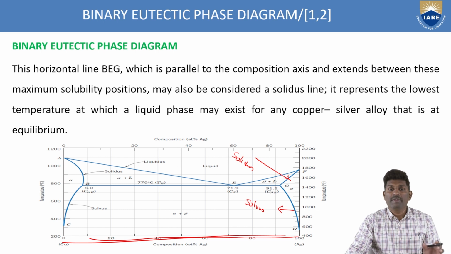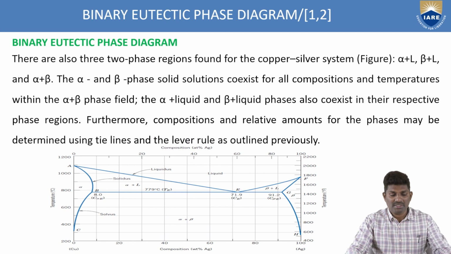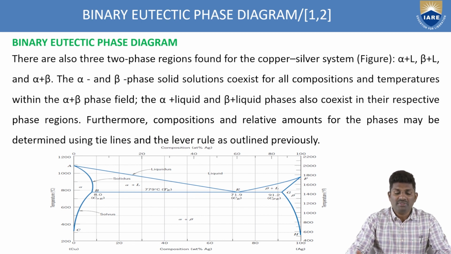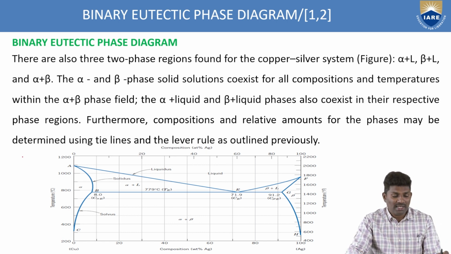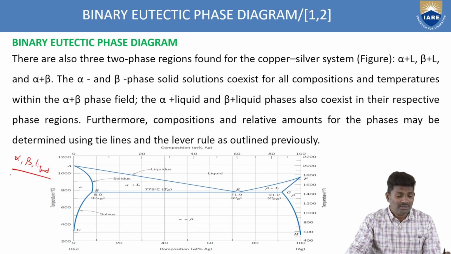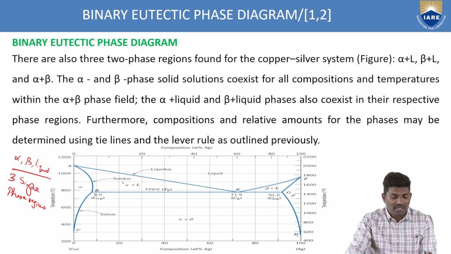So this is how we can get the equilibrium between these curves of the alpha and beta regions. There are also three two-phase regions found in the copper-silver phase diagram. What are the three? If we have seen earlier, alpha, beta and liquid are the three single-phase regions. Similarly, if you observe here, you have alpha plus L, alpha plus beta and beta plus L.